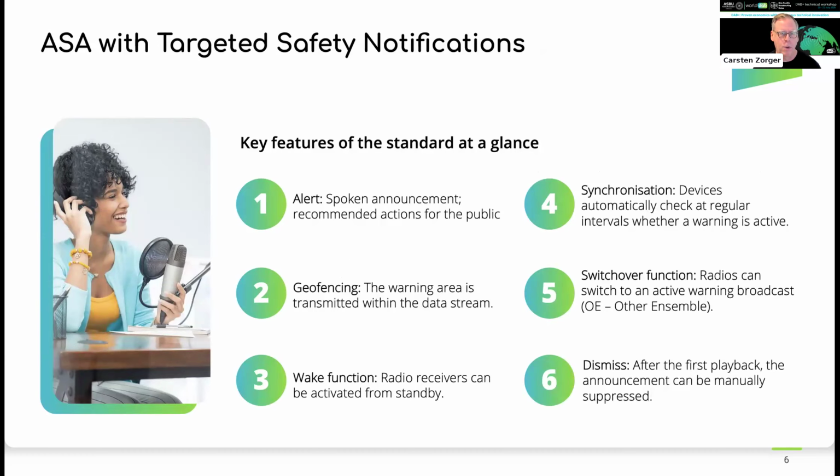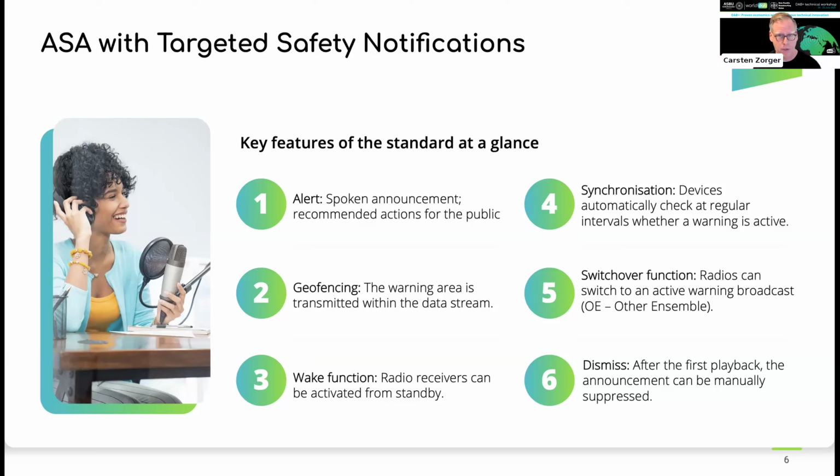In case you might not know what ASA does, it's an emergency warning system, and it has 6 certain features. The first feature, the alert, you might know from FM radio. It's a spoken announcement. Of course we have that. It's a radio. But the next 5 features are ASA only. Number 2, geofencing. The warning area is transmitted, which is important because countries are big, and floods or whatever happens, big catastrophes, they are regional. So it's always good to have a geofencing, a location code with it.